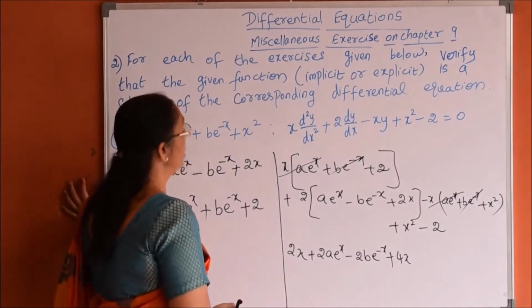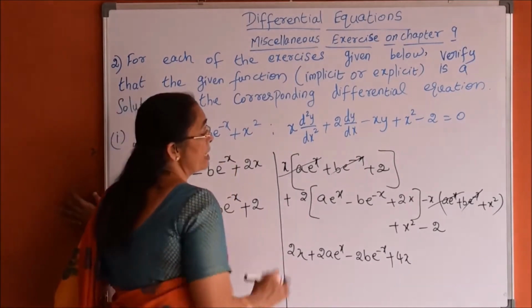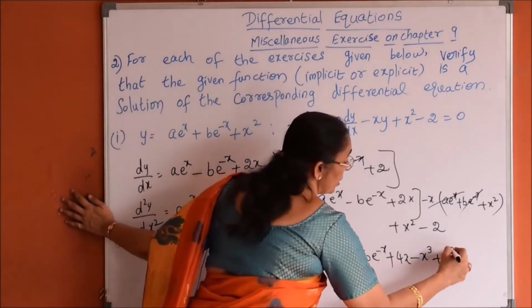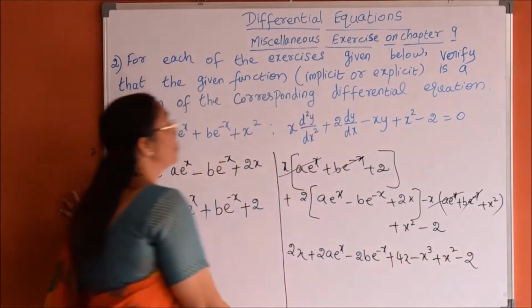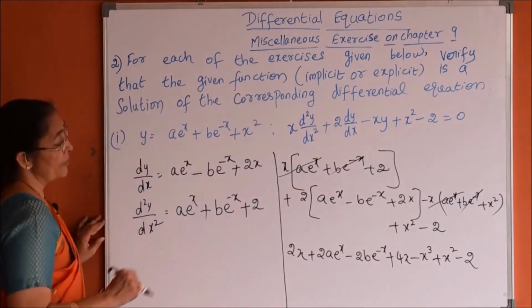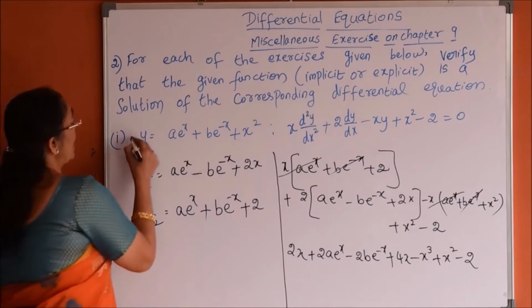Last term is x into y values. Yeah, minus x into x square is minus x cube plus x square minus 2. Let me check the question, somewhere there is a mistake. There is an error in the question. The question should be xy.